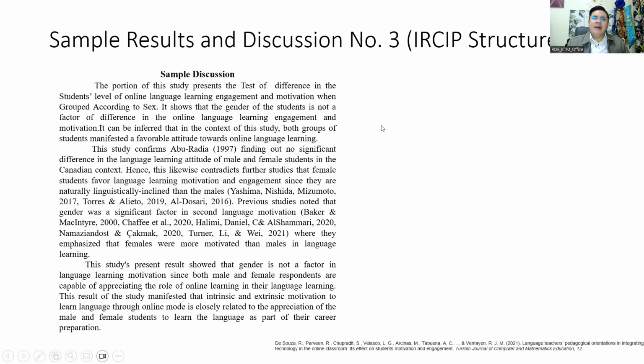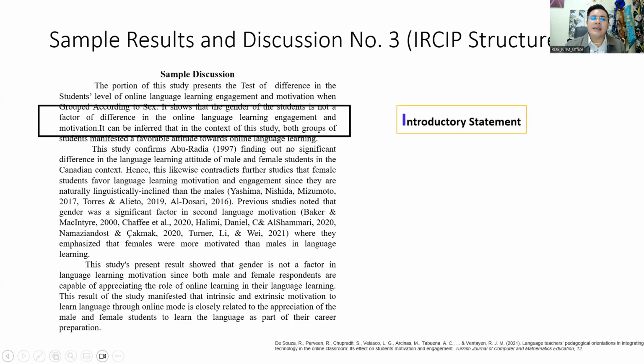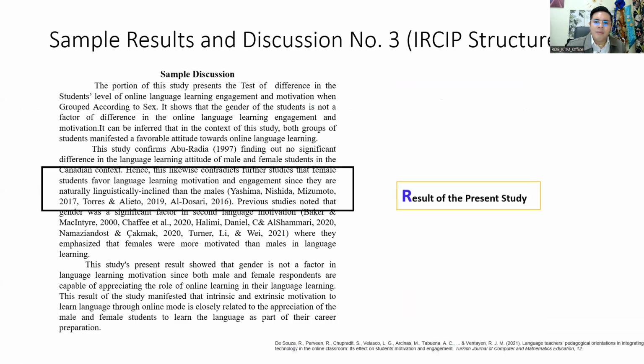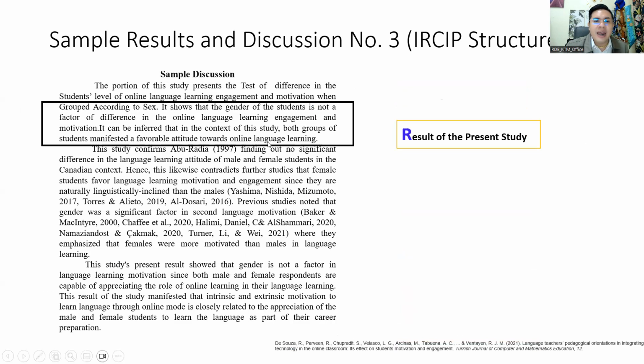So what's in the sample discussion? Okay. The IRCIL structure tells you, number 1, introductory statement. This portion of the study presents the test of difference in students' level of online language learning engagement and motivation when grouped according to sex. Then, results of the present study: it shows gender of the students is not a factor of difference in online language learning engagement and motivation. It can be inferred that in the context of the study, both groups of students manifested a favorable attitude towards online language learning.